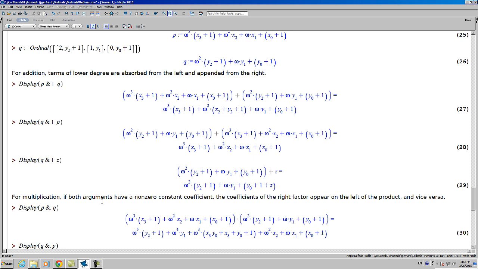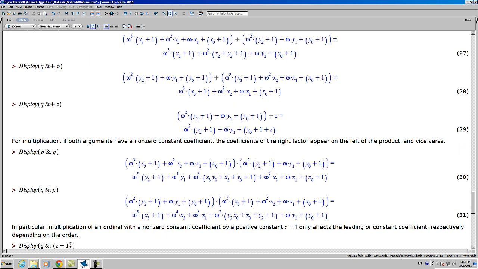For multiplication, what we see here is that if both ordinals have a non-zero constant coefficient, and that's the way I set up things, then if I do the product, the order of the coefficients will be switched. So here I'm multiplying by an ordinal which has coefficients x index something on the left, and I have another ordinal which has coefficients y index something on the right, but in the product all the y's are on the left, except for here in the middle term, and all the x's are on the right.